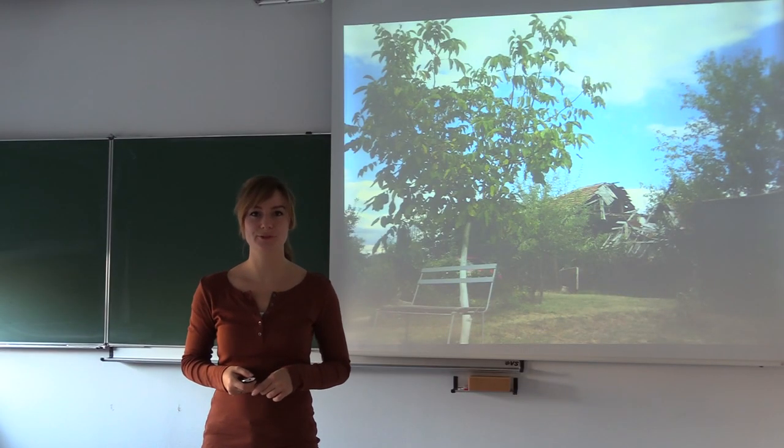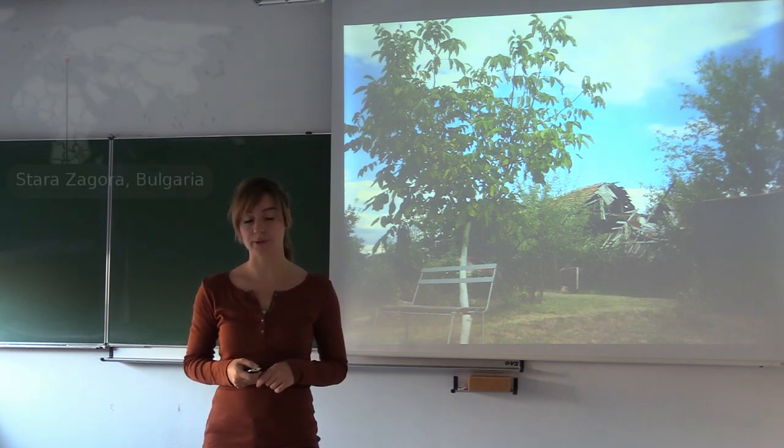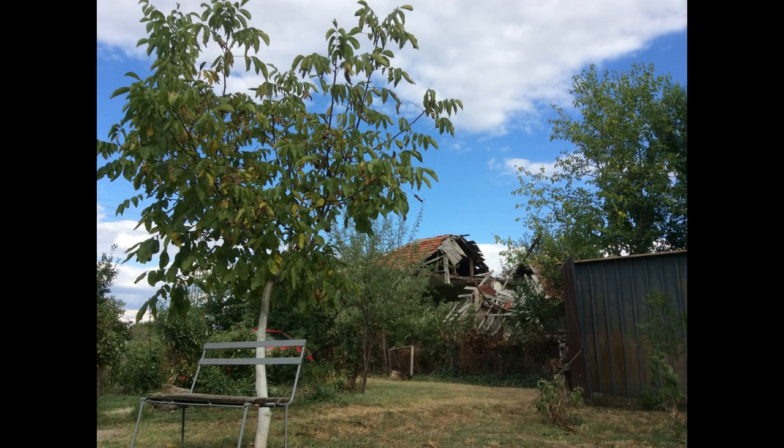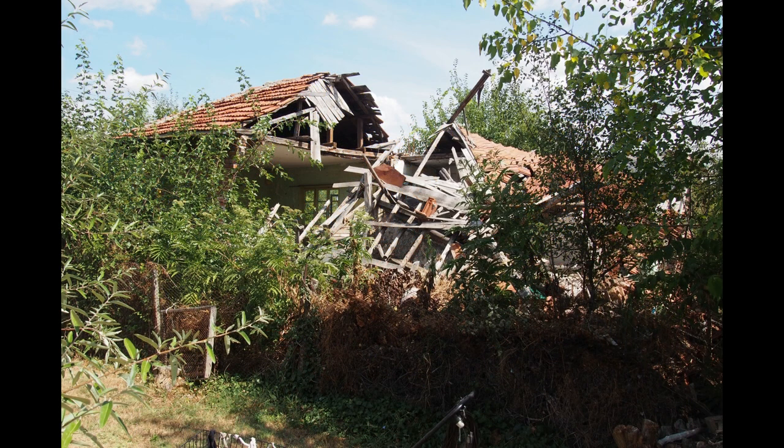I'm a PhD student from the University of Tübingen in Germany, but I'm originally from Bulgaria. My family lives in a village called Bialopoli, near the city of Stara Zagora, and the picture which you can see now was taken in Bulgaria in summer 2016. You see my family's garden and the neighbor's house, or what is left of it, and during the last earthquake their house was heavily destroyed.